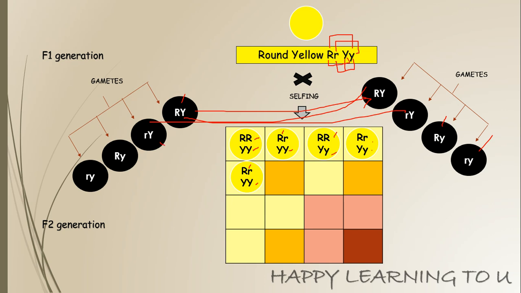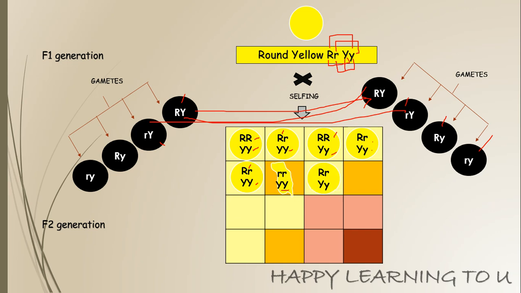Then this one with this one. So if you see small rr and capital YY. So this is small rr, which is wrinkled. So here the seed shape is wrinkled and both are capital Y, which is yellow. So the seed is wrinkled yellow.